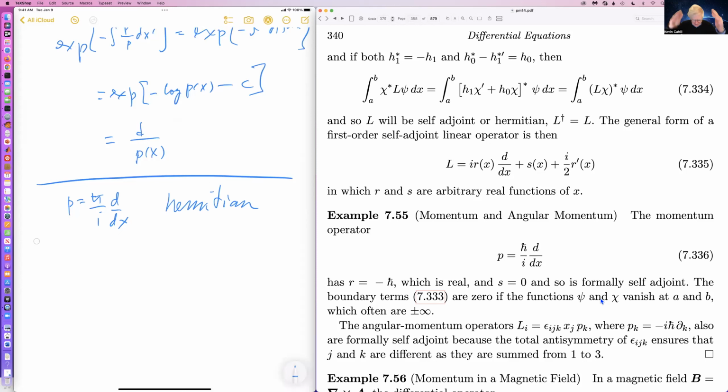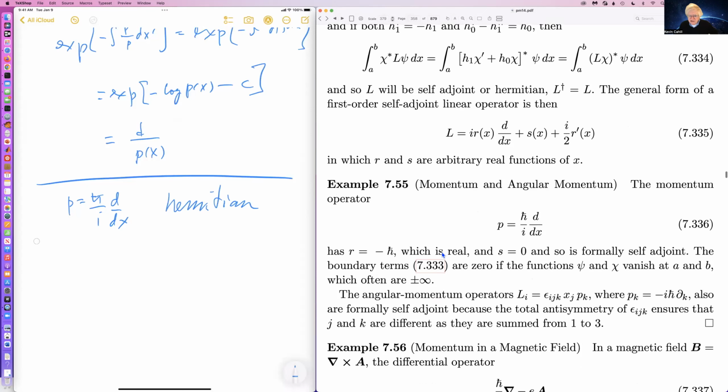And so basically, if the thing is square integrable, you've got to have them vanishing out there. So that's how that works.